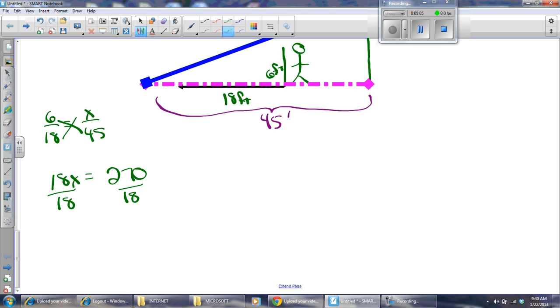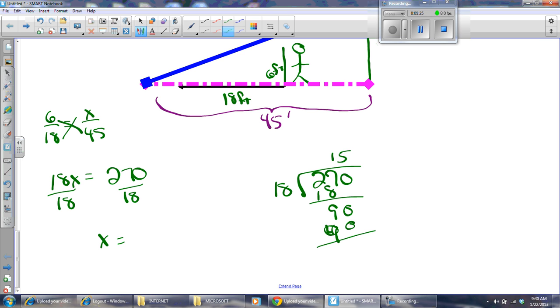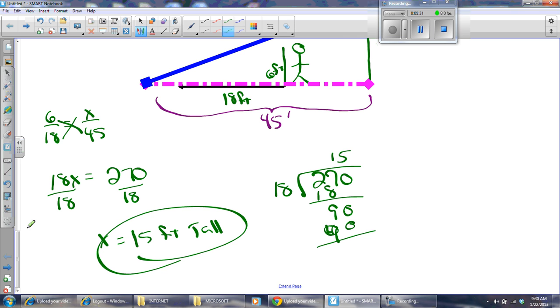Divide by 18. And 270 divided by 18. Okay, I think that's going to be 90. Oh, maybe 5. Yeah, 5. 5 times 8 is 40. 90. Yep. Okay, so x is going to be 15 feet tall. That's how tall the tree is, 15 feet tall.